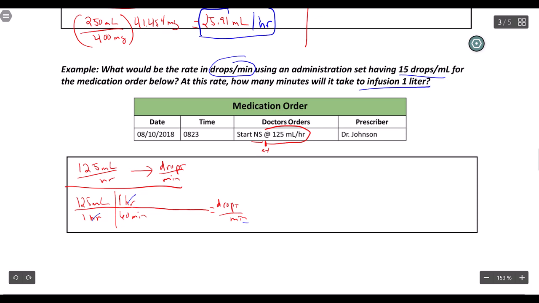Now I got to get mLs to drops. How do I do that? Well, we know that in 1 ml, there's going to be 15 drops. How do I know that? That's what was told to me here. It told me by the IV set will give us that. So let's do the math out on that one.